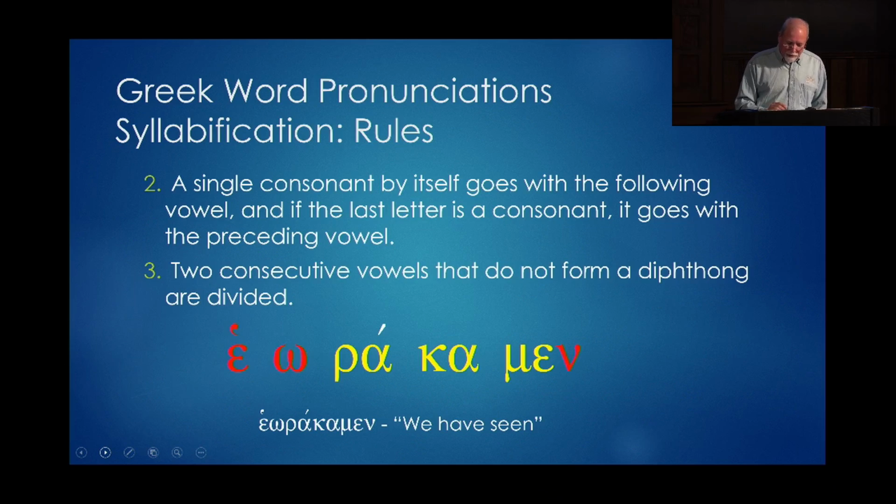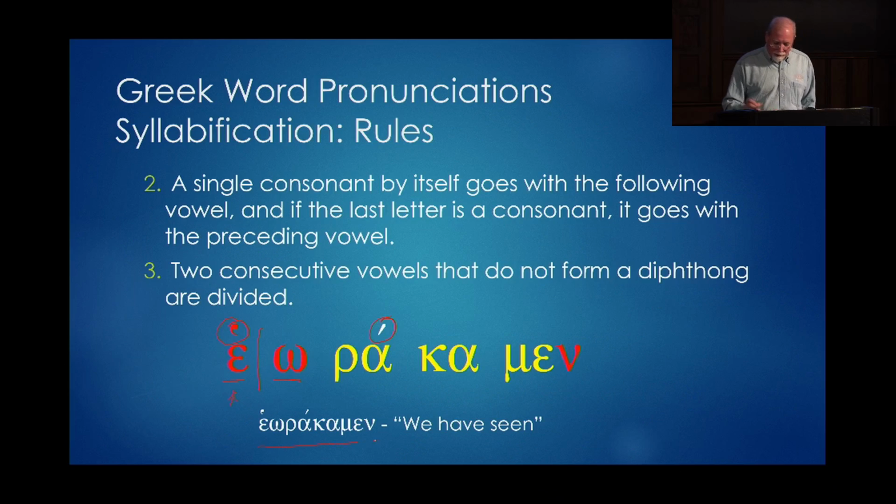The third rule, 2 consecutive vowels that do not form a diphthong are divided. So here we have an epsilon and an omega. That's not a diphthong. They're not together. Those are 2 separate syllables. So we have a rough breathing. So this is going to be he, o, ra. There's our accent mark. Ka, men. He, o, ra, ka, men.